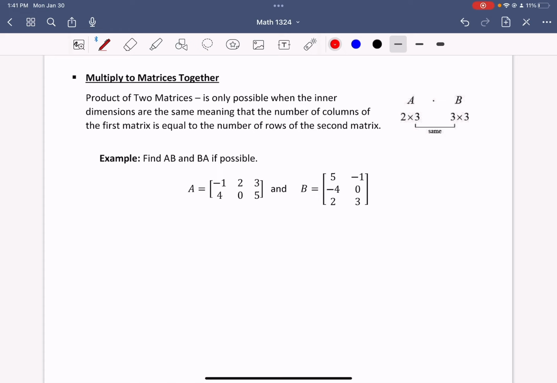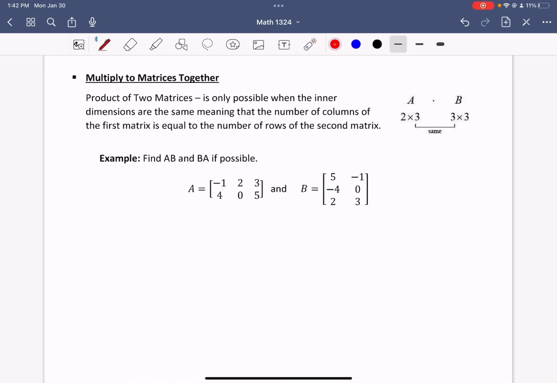If I'm doing A times B, A is first, so I'm going to write its dimensions first. B comes second, so I'm going to write its dimensions second. These two numbers in the middle have to be the same in order to multiply these. If they are not the same, you'll see in how the operation works out, then you cannot multiply them. So let's kind of play through this process. And the best way to teach you how to multiply two matrices together is to just show you with some different numbers so you can see where they're coming from.